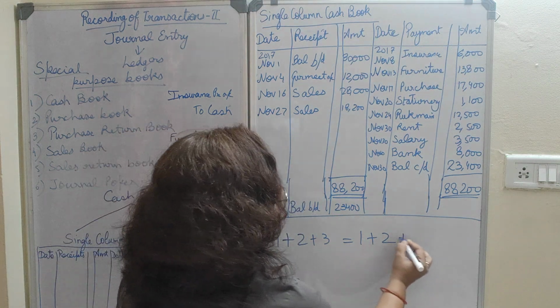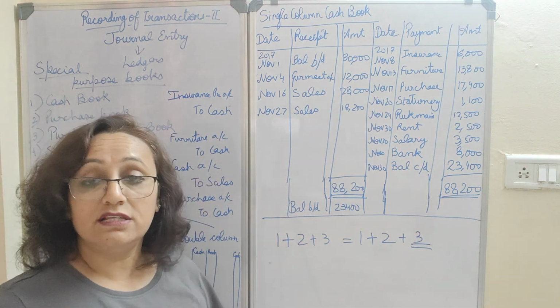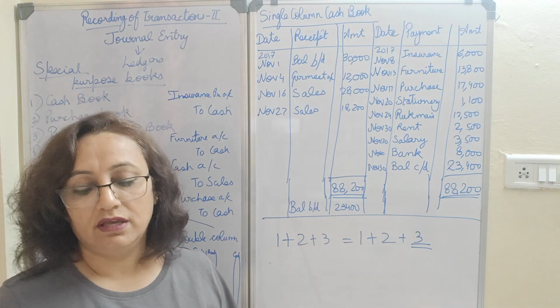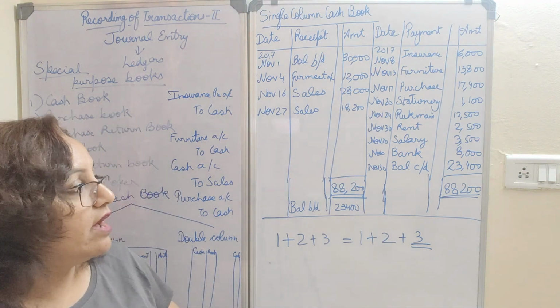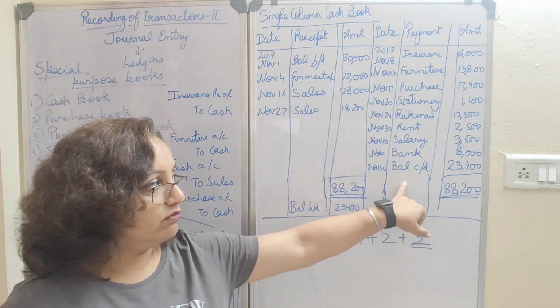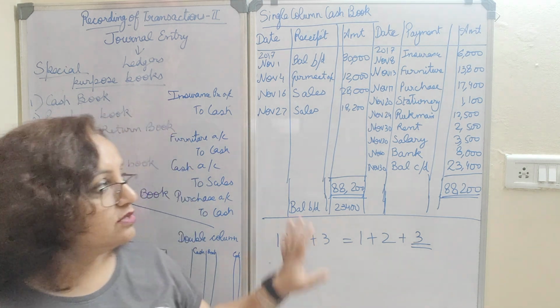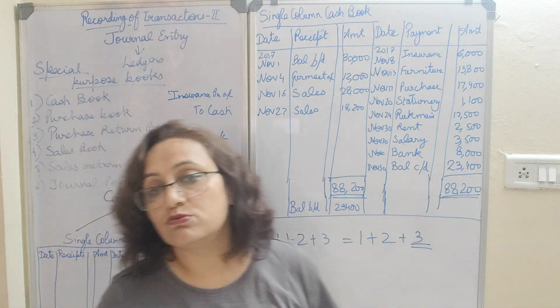what will you do? You will add 3 over here. So this 3 is your balance which you have added to make them equal. That same logic we are doing. We have to make debit and credit side equal. So to make them equal, whatever is the balance will be added to the shorter side, right? So this is how single column cash book is prepared.